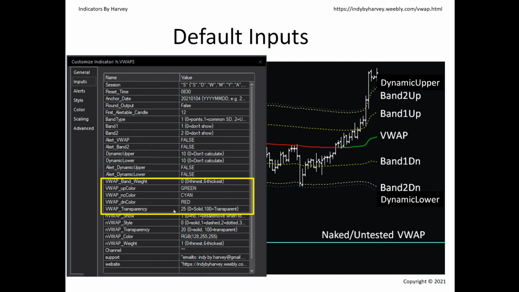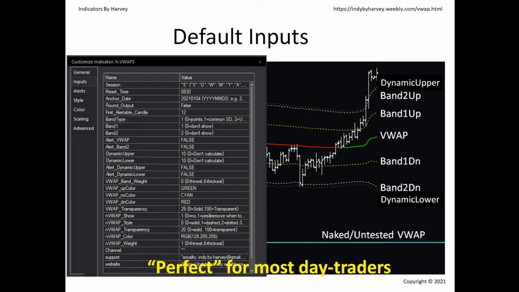These next specify the look and feel of the VWAP, followed by the look and feel of the naked or untested VWAP. Channel is the mechanism you use for the programmatic interface. And I have tried very diligently to set these settings so that it's perfect for most day traders, that you just insert the indicator and you're ready to go.